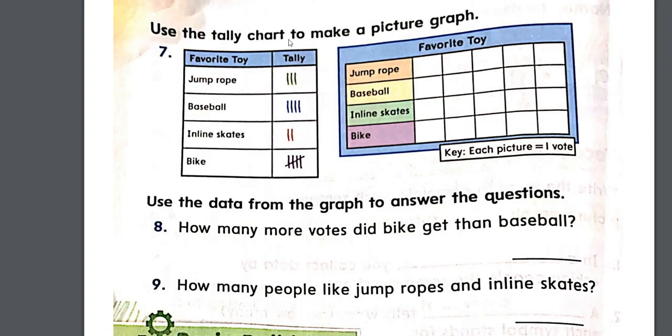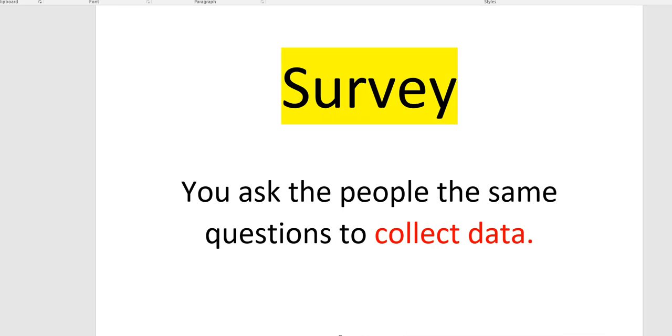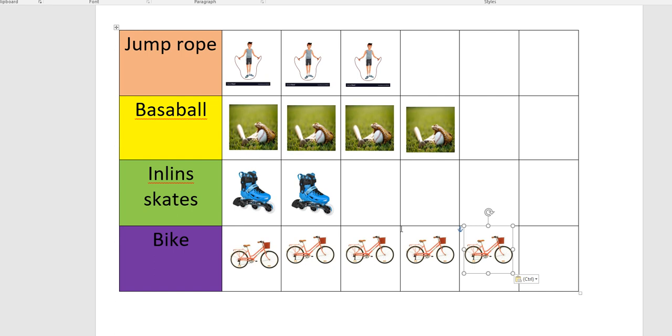Use the tally chart to make a picture graph. You should read the title. You are going to make a picture graph. You need to draw pictures to represent the data. Let's do it together here.